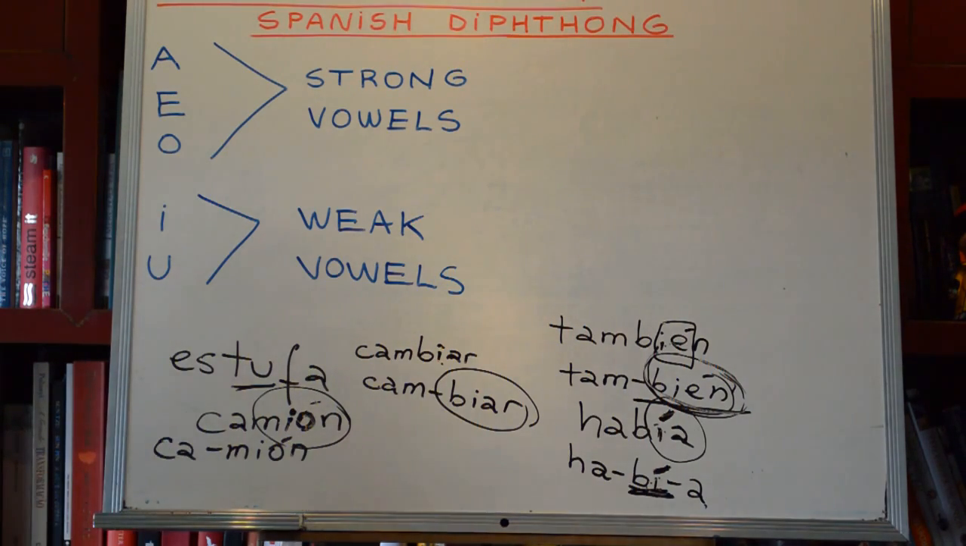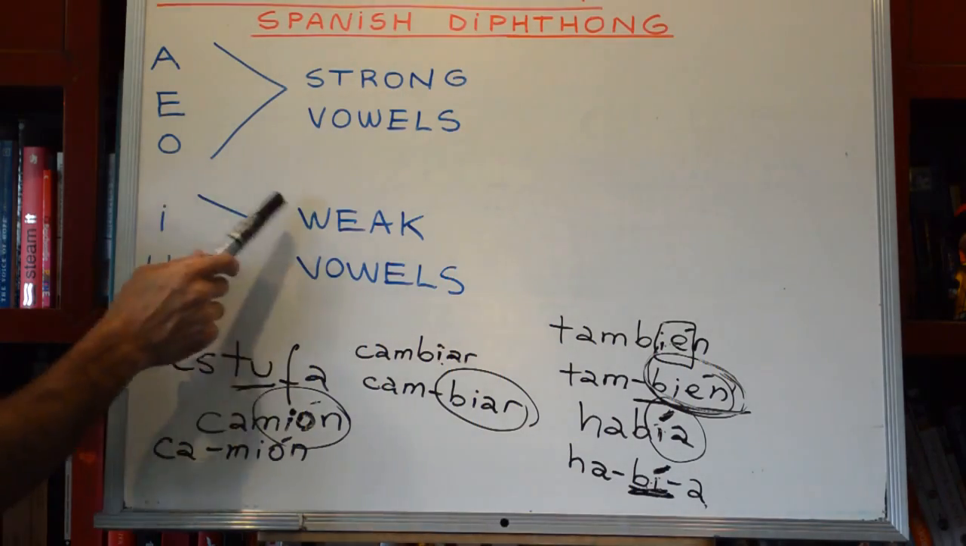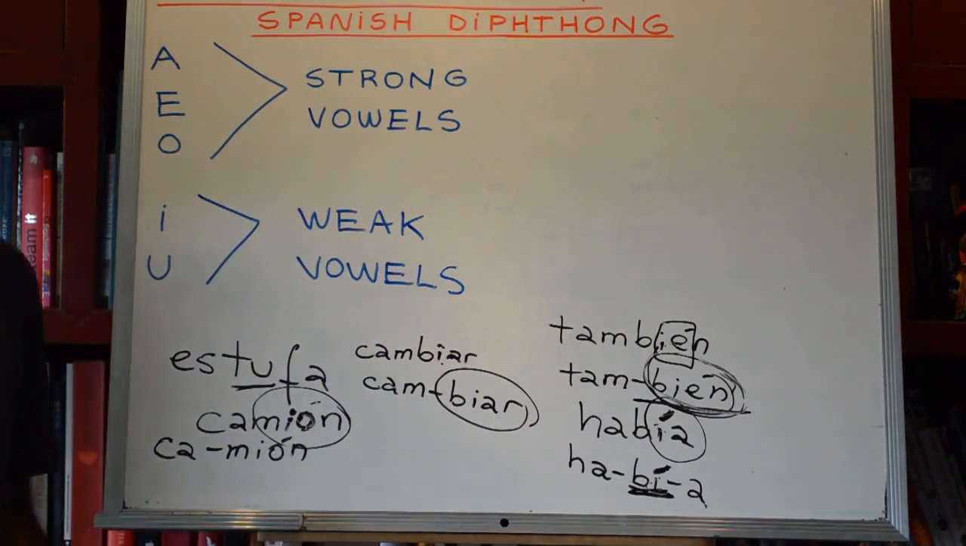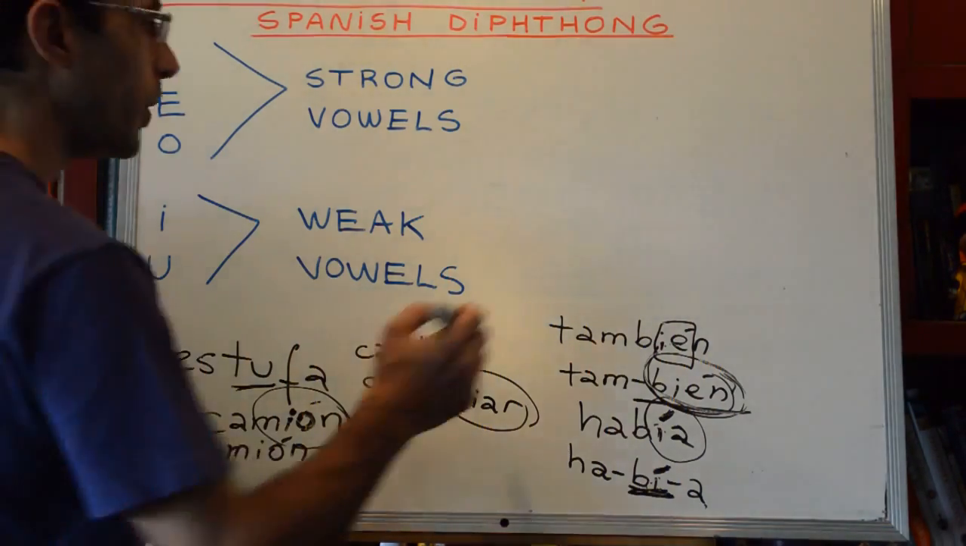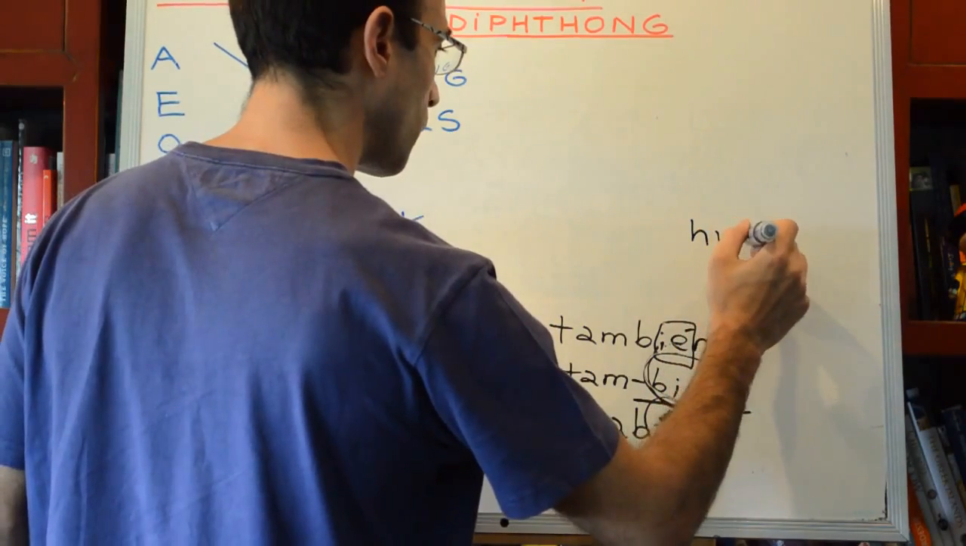And there are other examples where you have two weak vowels together. Let me see if I can think of any. Look at this one. Will.